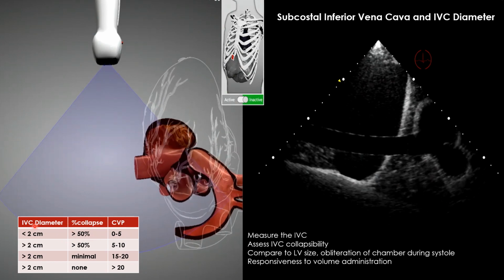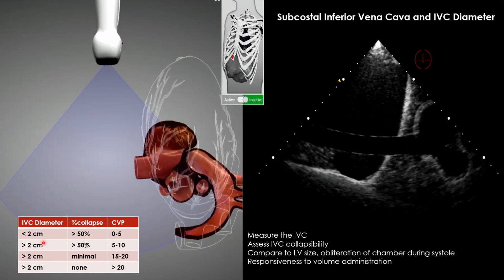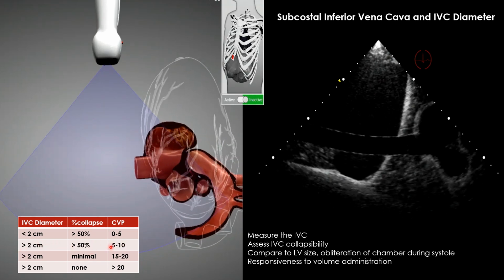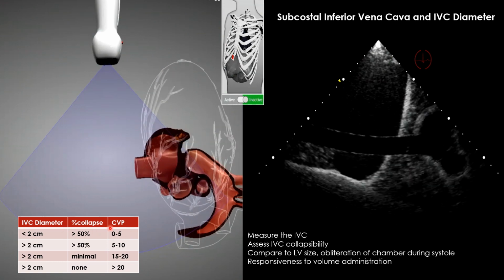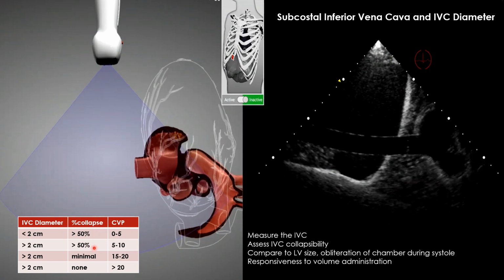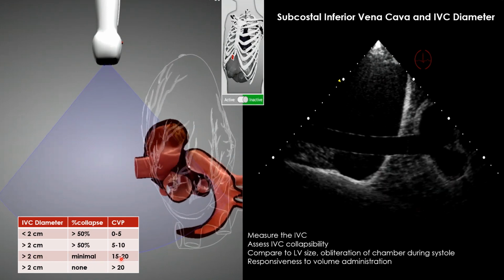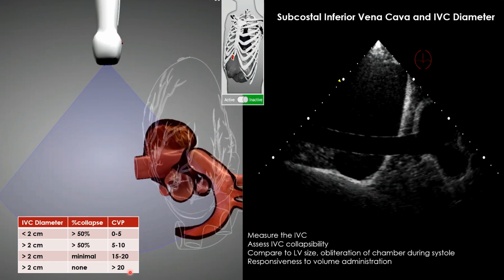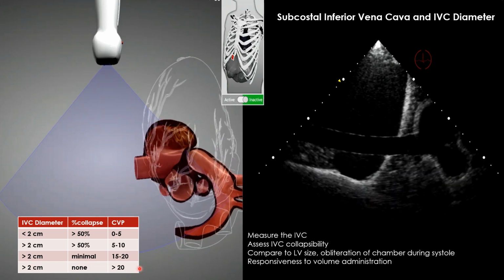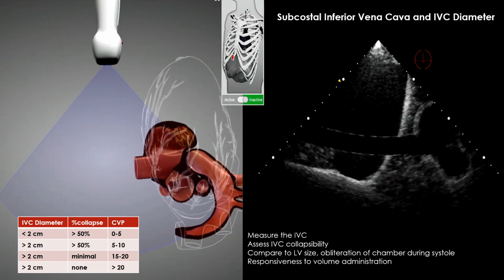Your CVP is 0 to 5, and it's a good time to get some volume. If it's 2 centimeters or more and greater than 50% collapse, it's 5 to 10. So anywhere between 0 and 10, you get less than 50% collapsibility. But if you get very minimal collapse and it's greater than 2 centimeters, your CVP is 15 to 20. And if you get no collapse and it's greater than 2, it's greater than 20. And I've got a couple of examples here in just a moment.